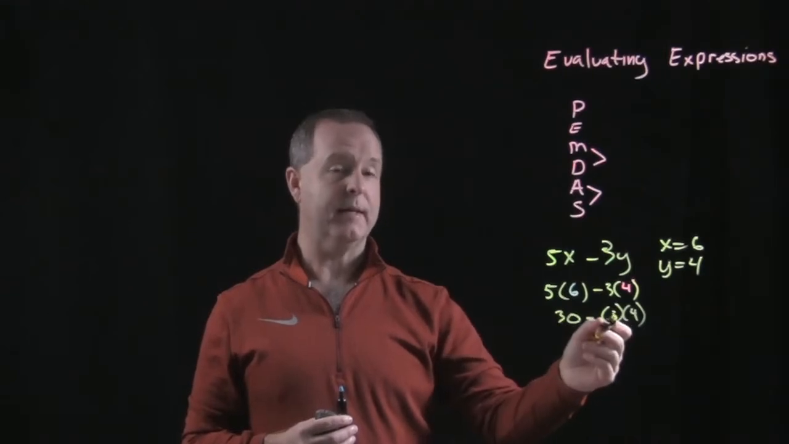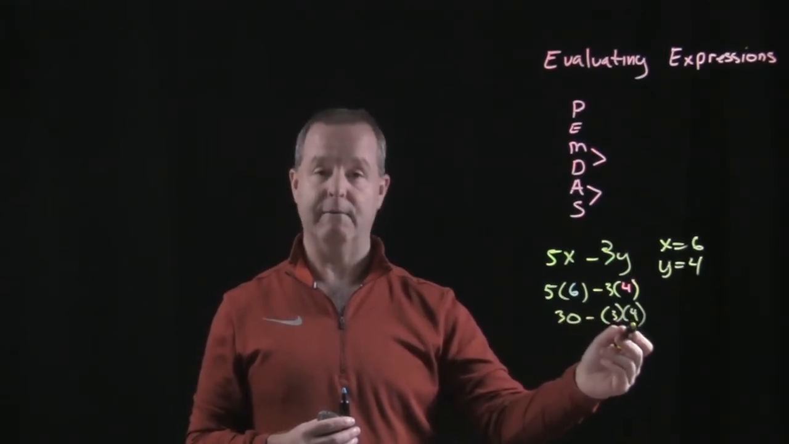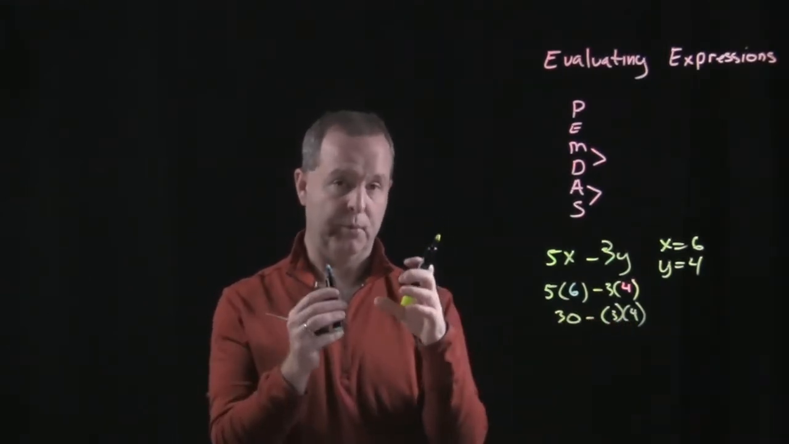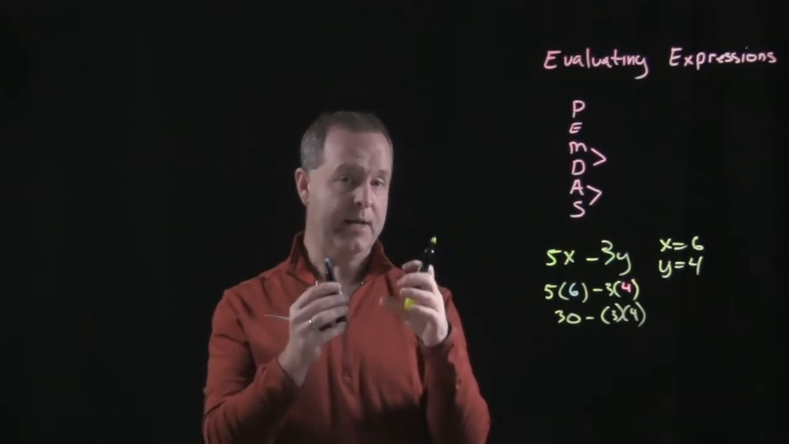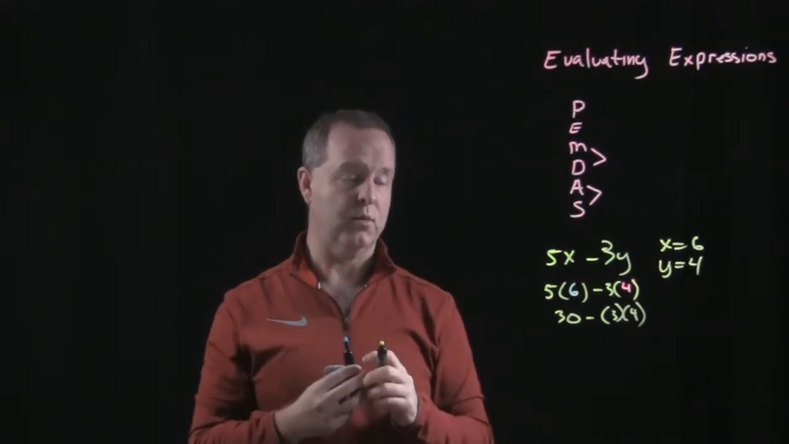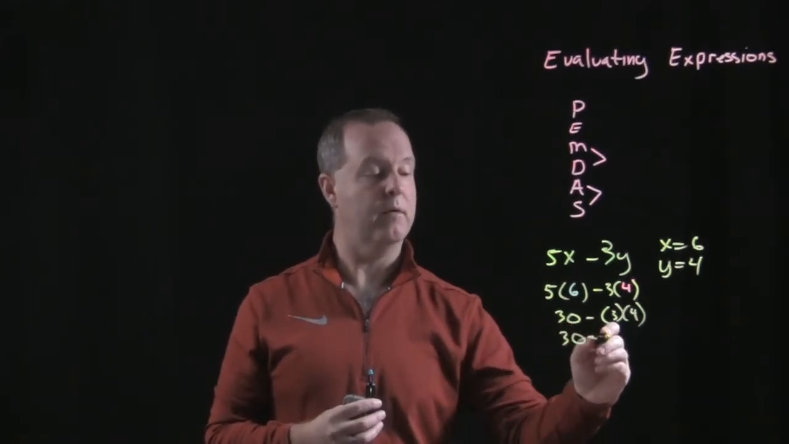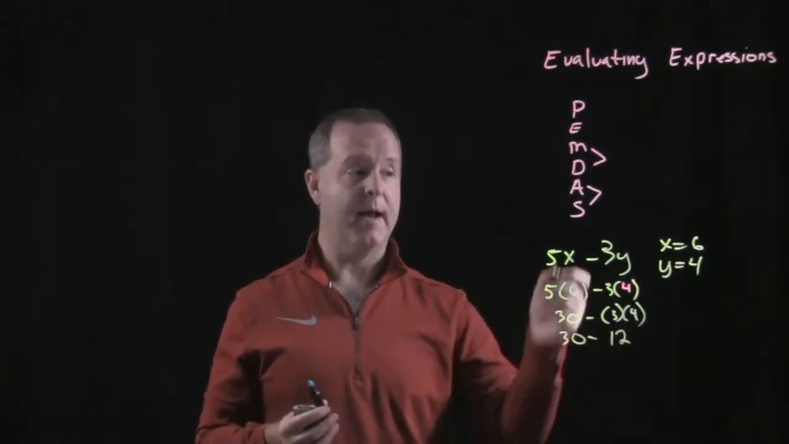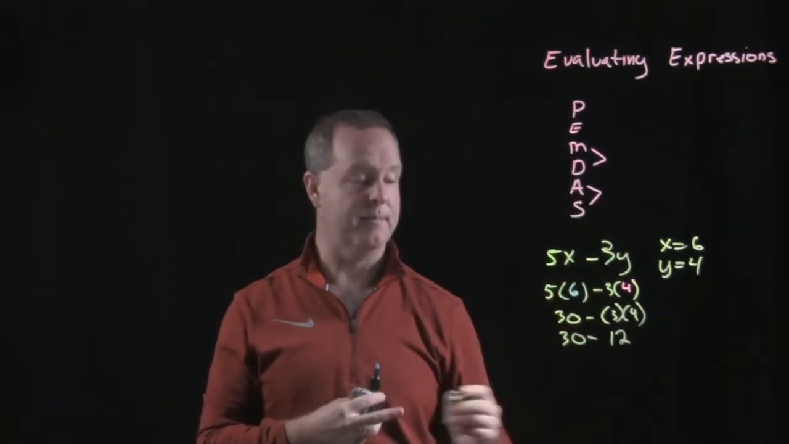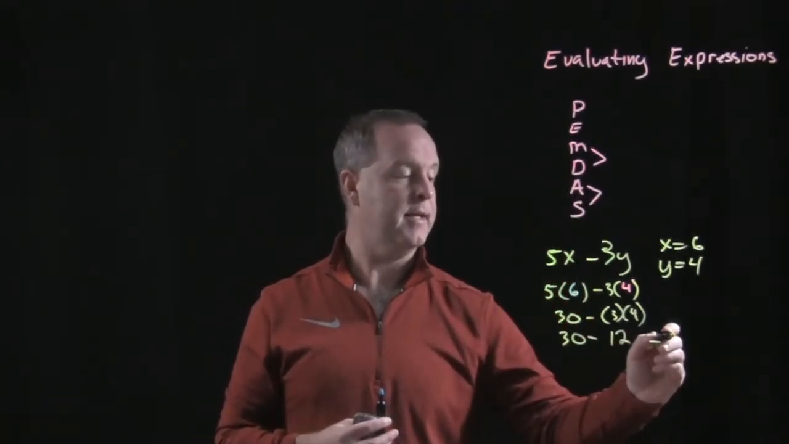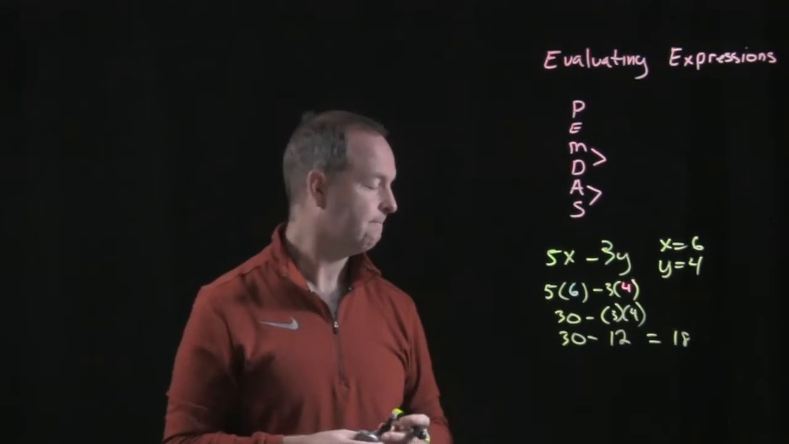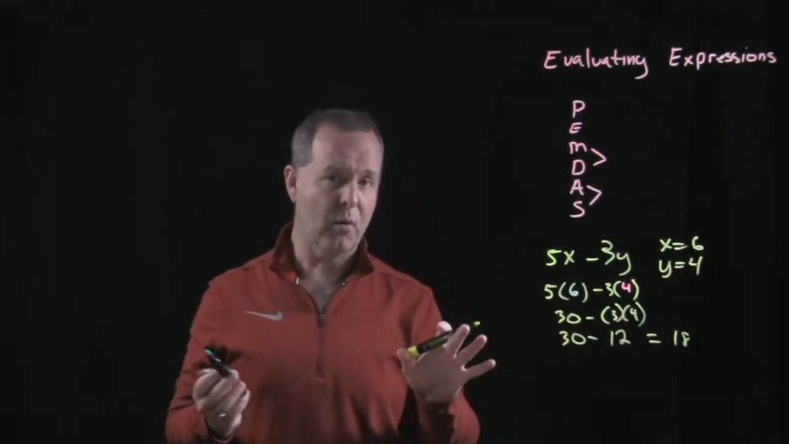Next one, I still have a multiplication. This 3 is multiplied to that 4. Again, when you put a parentheses around a number, that means you multiply by the number that's right next to it. So it's 30 minus 12. And then 30 minus 12, that's my addition or subtraction operation, and I get 18. How you guys feeling? Feeling all right with this?